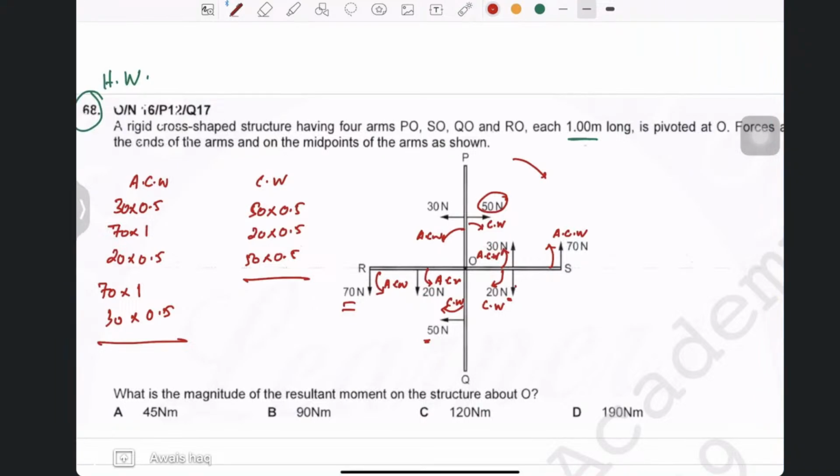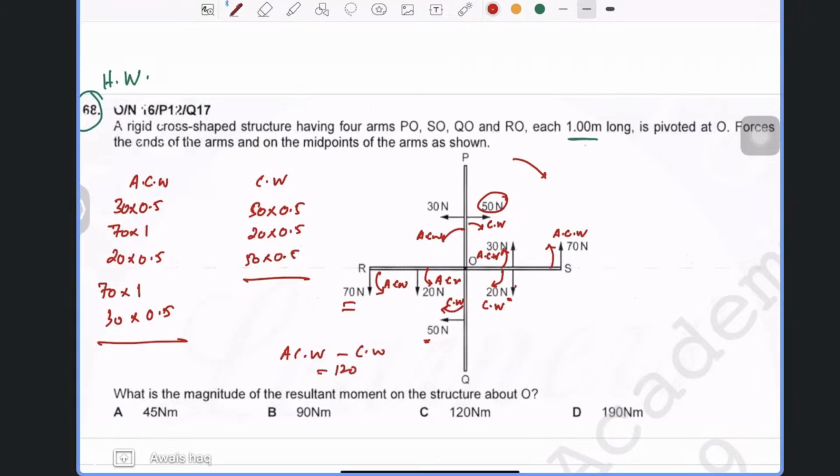Clockwise will be 60. This is the clockwise. So 120 total answer. So you subtracted them? Yes, sir. So anti-clockwise minus clockwise is 120, and the larger one was, yeah, okay, so 120. They do not need the direction, so that's good. Very nice. All right, is it clear, everyone?